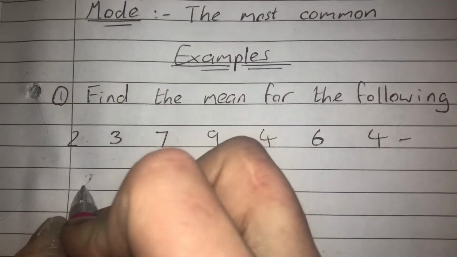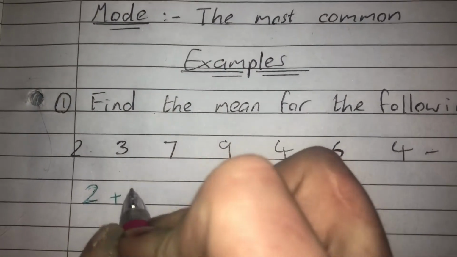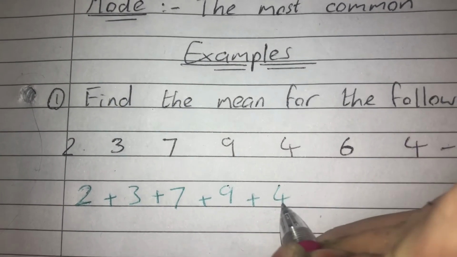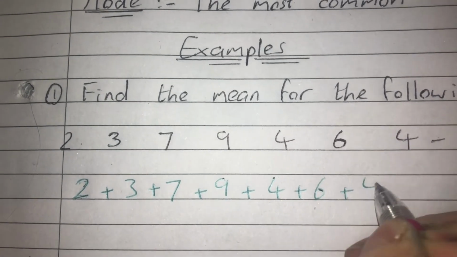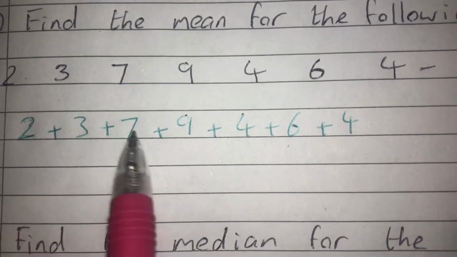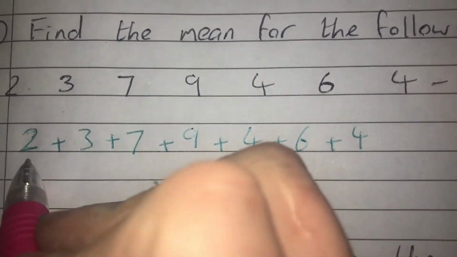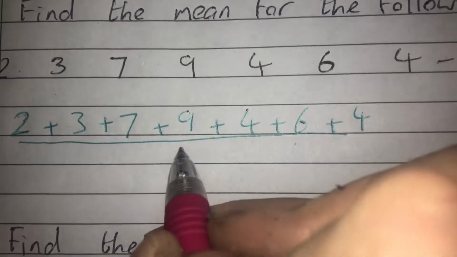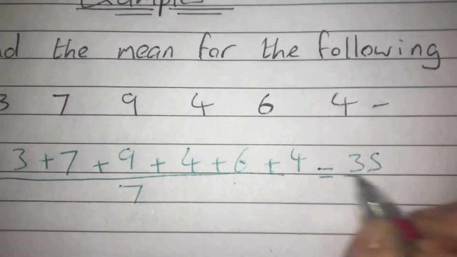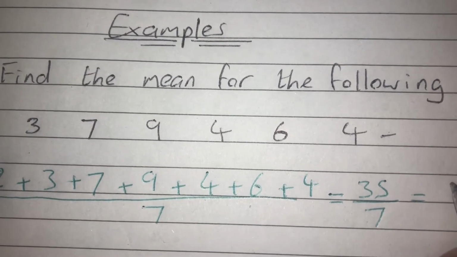So I'm working it out like that: 2 plus 3 plus 7 plus 9 plus 4 plus 6 plus 4. We can do that with a calculator. It is easy enough just to add those numbers up and we get 35, and that is all divided by 7 because there are 7 values. So 35 divided by 7, which is 5.